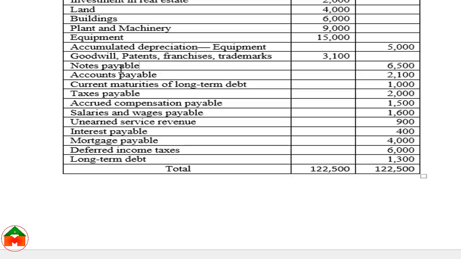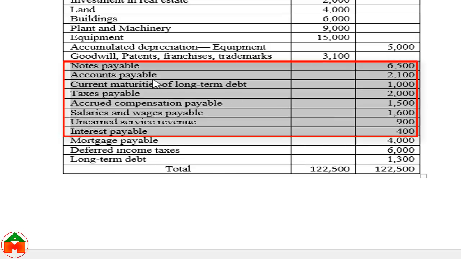After that, we can see notes payable. It's a current liability. Then accounts payable, a current liability. Then current maturities of long-term debt, a current liability. Taxes payable, a current liability. Accrued expenses payable, a current liability. Salaries and wages payable, also a current liability. Unearned service revenue is also a current liability. Notes payable, current liability. So these items are considered current liabilities.